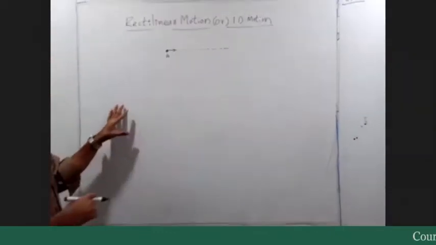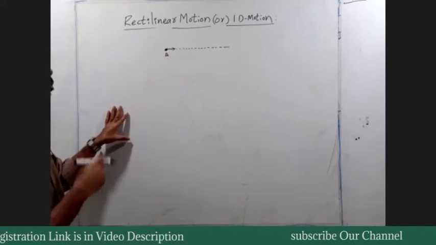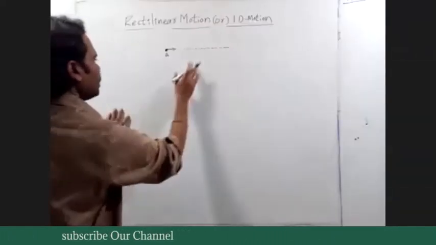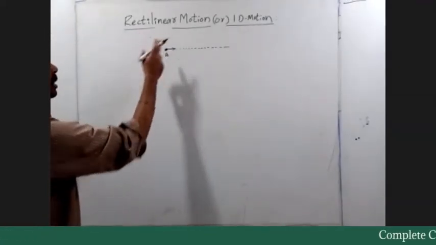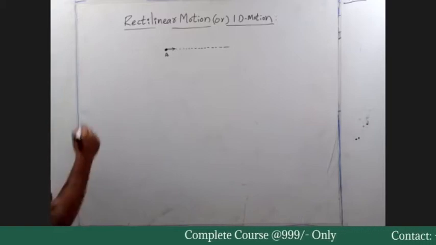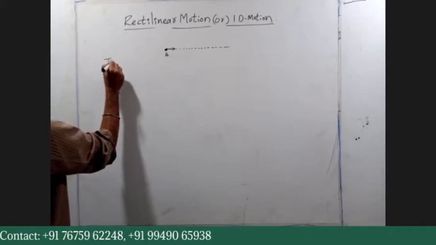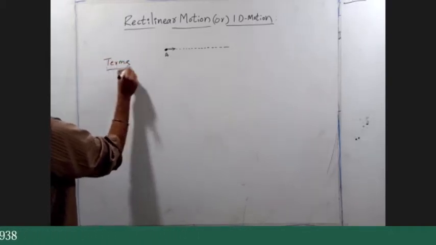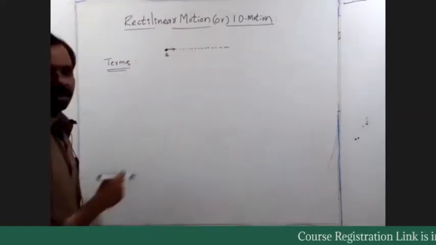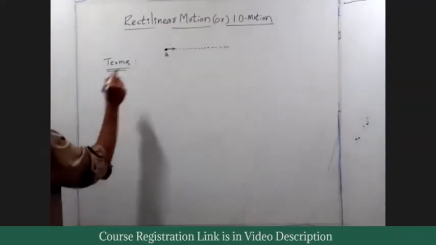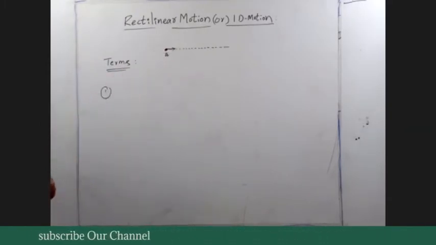So when the particle moves in a straight line, it is said to be in rectilinear motion or one dimensional motion. Now to describe this motion, we have to use certain terms. We use certain terminology to study rectilinear motion. What are the terms we use to describe it?